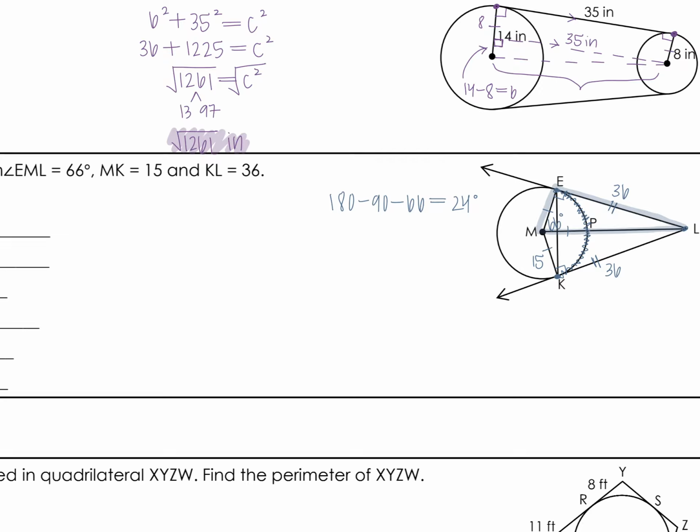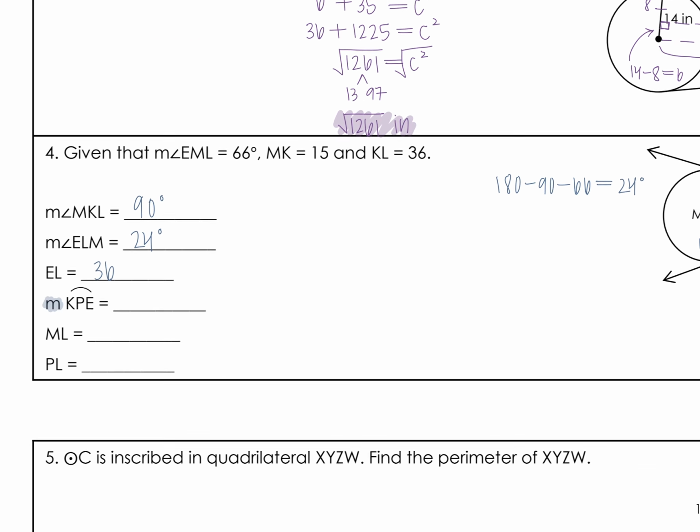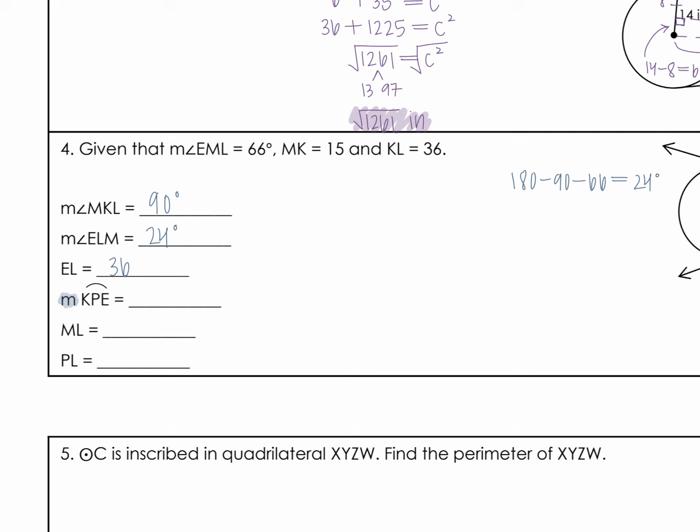Now, keep in mind, we do have that 66 degrees given for that central angle, EMP. And if you haven't noticed yet, we do have congruent triangles being formed here. And so I'm able to say that this angle over here is also going to be 66 degrees. And so I can just double that, 66, to get my answer.